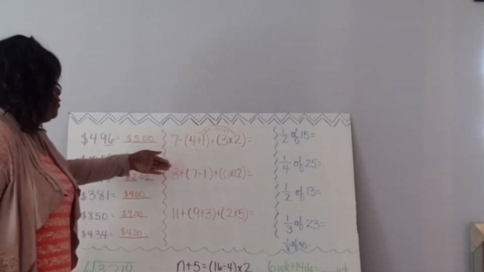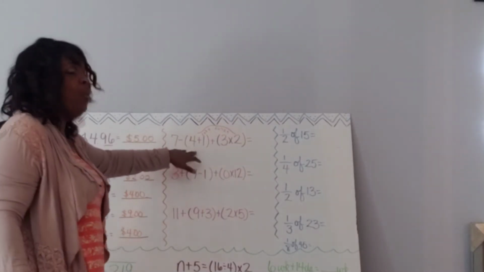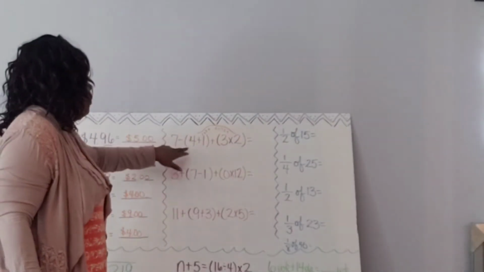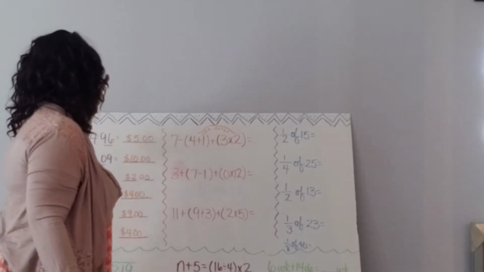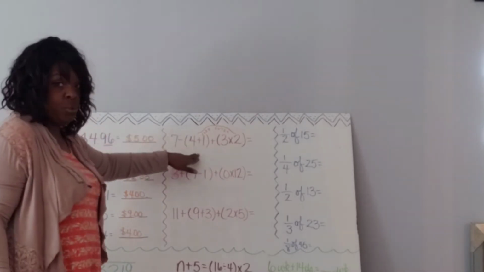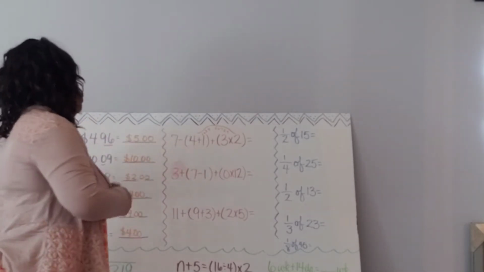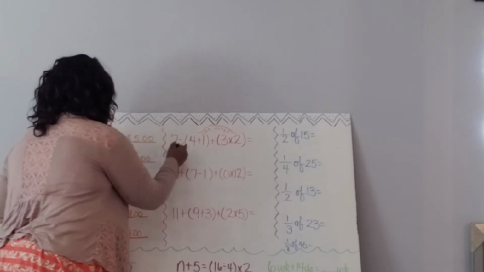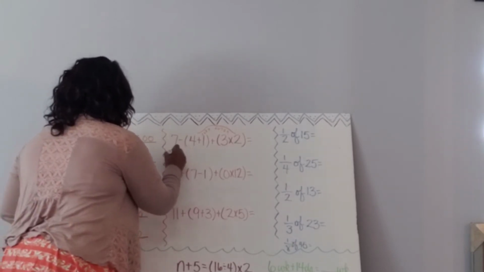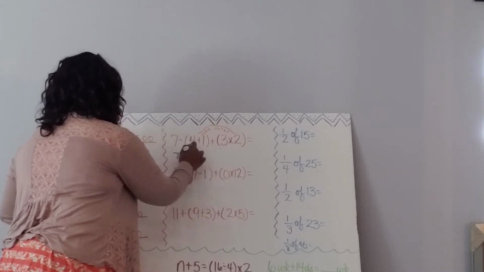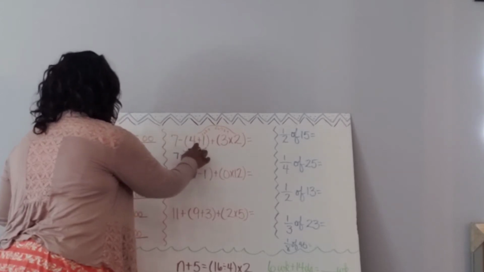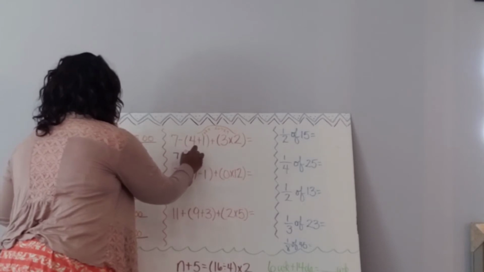So when we look at this first problem, it's not 7 minus 4. No, it's 7 minus 4 plus 1, or 4 plus 1. So you can bring down the 7, that's fine, if that helps you to remember to keep your place, minus, but then don't put 4. You're going to put whatever 4 plus 1 is, because that's what you do first, which is 5.